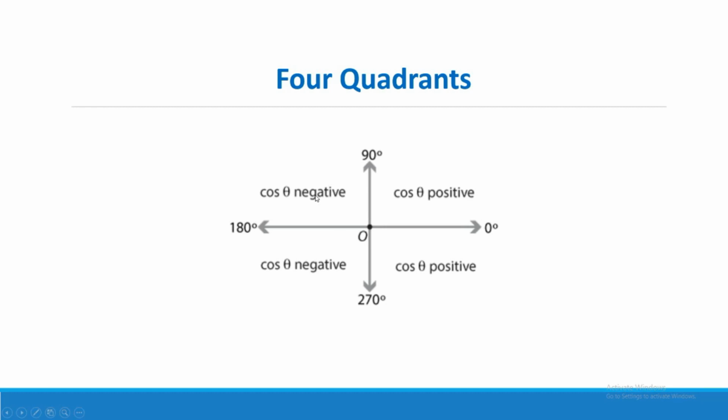And for the other functions, we have cosine theta. For the first quadrant, from 0 degrees up to 90 degrees, cosine theta is always positive, while in the second quadrant, from 90 degrees up to 180 degrees, cosine theta is always negative. In the third quadrant, 180 degrees up to 270 degrees, cosine theta is negative, while in the fourth quadrant, from 270 degrees up to 360 degrees, cosine theta is positive.